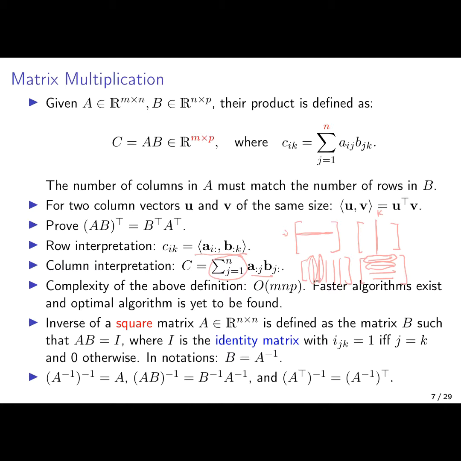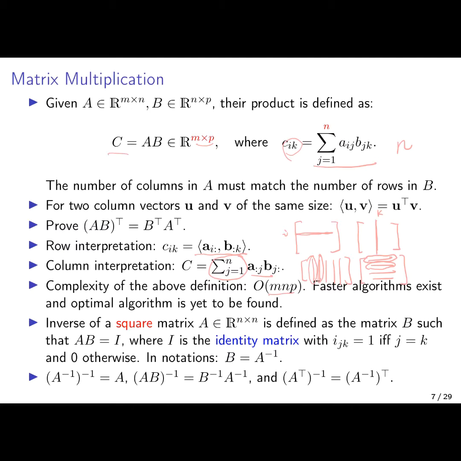And the definition here, because here we have n summations, and this only gives us one entry in the matrix C, and we have m multiplied p entries. Therefore, the number of computations we have to do is mnp. Right, that's clear. And there exist faster algorithms for performing the matrix multiplication. And the interesting thing is that we still do not know what is the optimal algorithm for performing matrix multiplication. It is one of the major open problems in computational complexity.